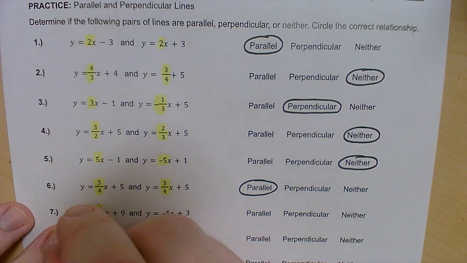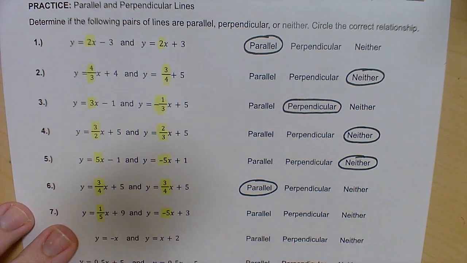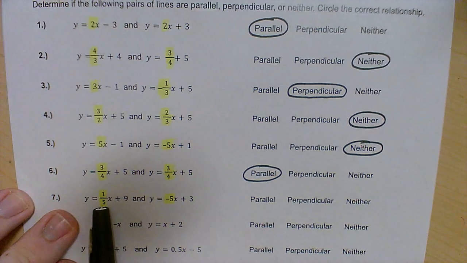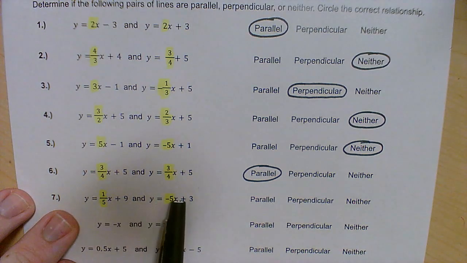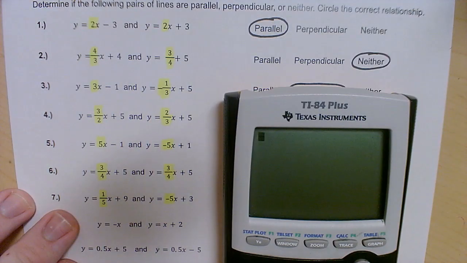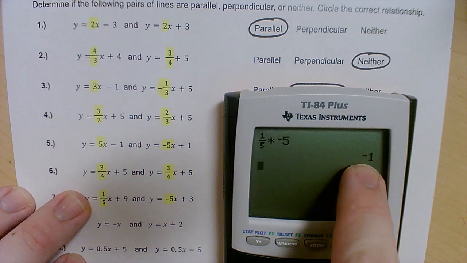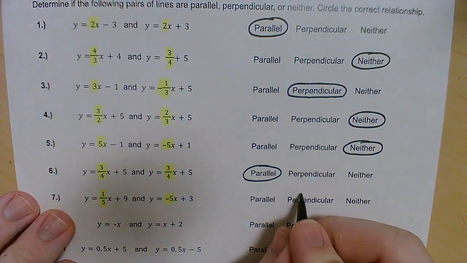We've got 1/5 and we've got -5. Well, the reciprocal of 5 is 1/5 and vice versa. And since one is positive and one is negative, I'm thinking those are perpendicular. But I'm going to just double check by pulling up that fraction template and multiplying 1/5 times -5. And hey, anytime that the product of those two slopes comes out to -1, they're definitely perpendicular.